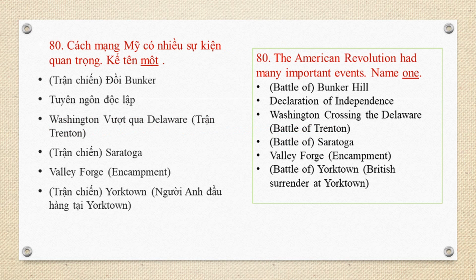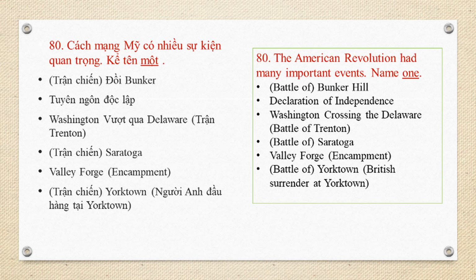80. The American Revolution had many important events. Name one. Battle of Bunker Hill. Declaration of Independence. Washington crossing the Delaware. Battle of Trenton. Battle of Saratoga. Valley Forge encampment. Battle of Yorktown. British surrender at Yorktown.